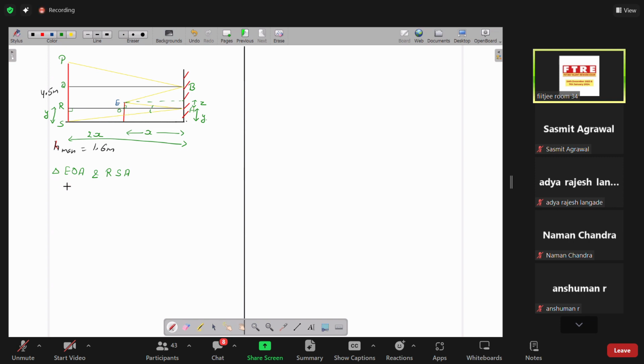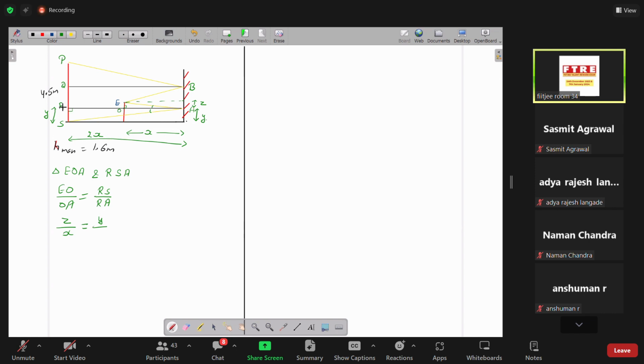So we'll take the ratio EO upon OA, which should be equal to RS upon RA. Sorry, I wrote that wrong. I hope the way I've written the ratios is clear to everyone. EO will be equal to Z. Is it clear? So it will be Z, OA is equal to X, and RS will be equal to Y.